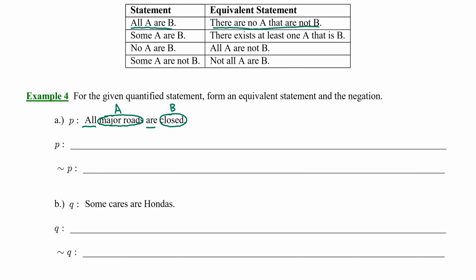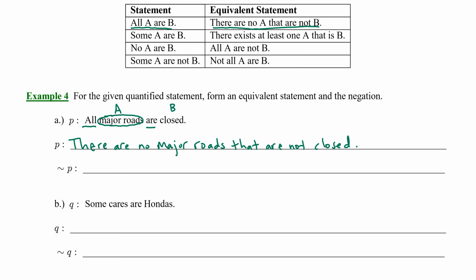There are no A that are not B. So we would write, there are no major roads that are not closed. That is an equivalent statement. We have all major roads are closed. There are no major roads that are not closed. If you can just close your eyes and listen to those two statements and use your intuition, you can hear how they are equivalent.